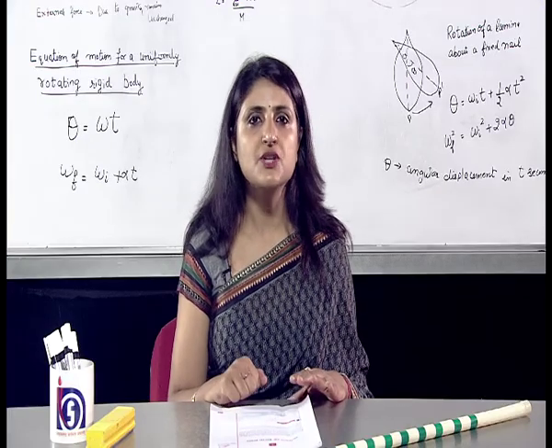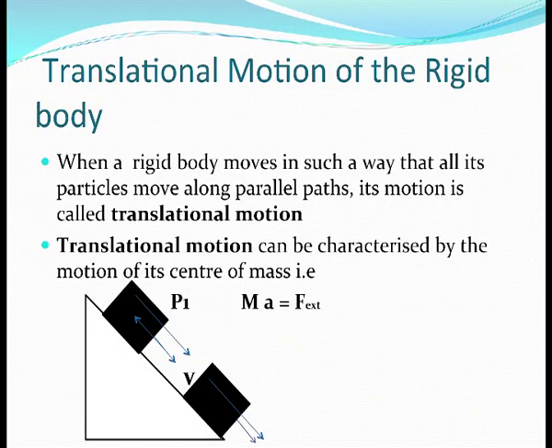Let's talk about the translational motion of a rigid body. As you can see in the figure, there is a block sliding down with a velocity V. There is a particle P1 we have considered, and it moves with the same velocity V when the block slides down. When a rigid body moves in such a way that all its particles move along parallel paths, its motion is called translational motion. So, a translational motion can be characterized by the motion of its center of mass, that is ma is equal to F external.